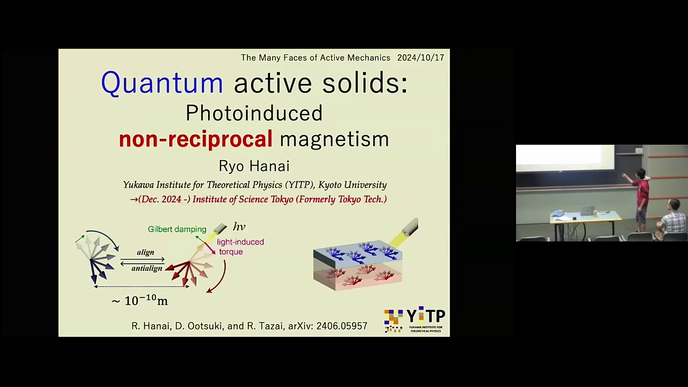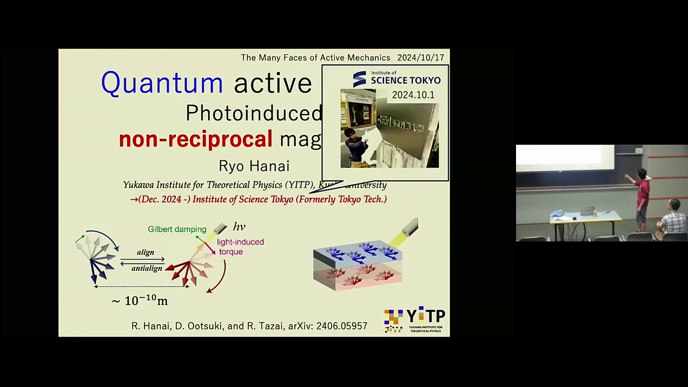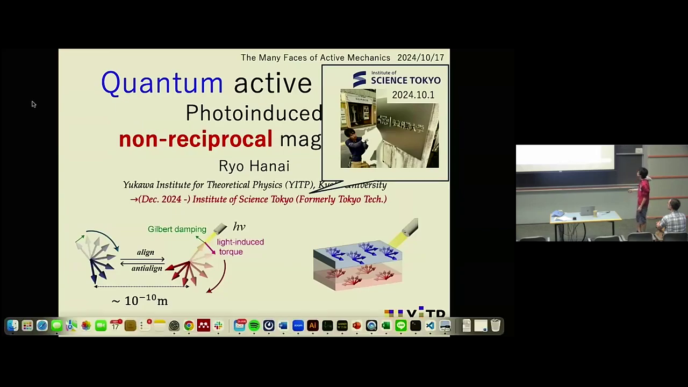Before that, I'm moving to Institute of Science Tokyo, which was formerly called Tokyo Tech, which just disappeared to become Science Tokyo two weeks ago. So that was an advertisement. So please say hi to me when you come by Tokyo. Okay. So what happened? Yeah.